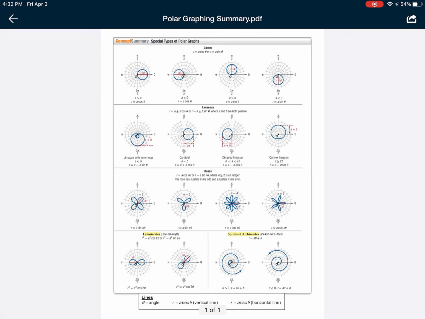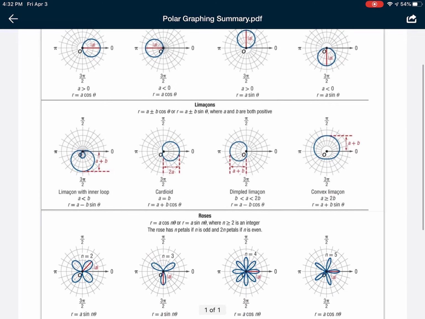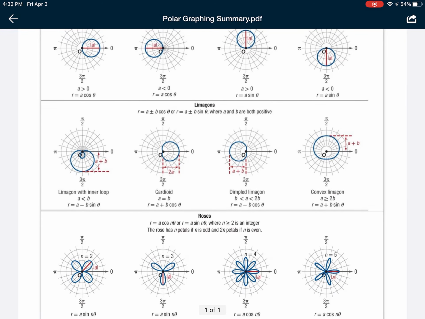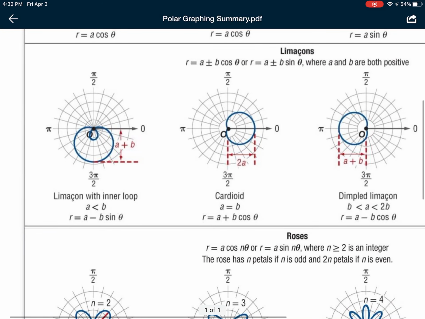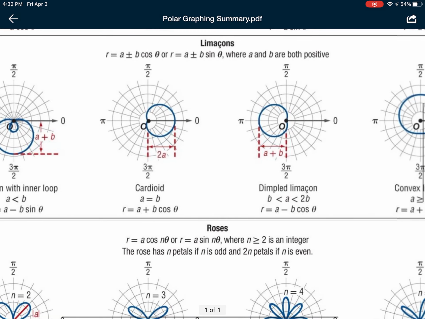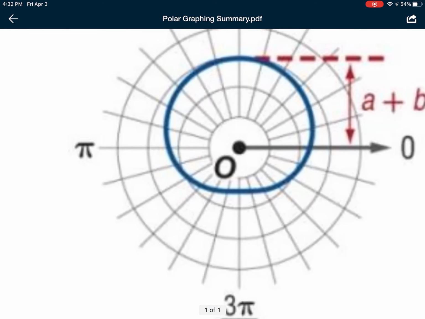If you open this up, this is everything you just learned in these last couple days, where here's a circle, and if it's cosine versus sine, and if that a value is positive versus negative. Limaçons, it talks about the difference between them. When do we have an inner loop? Oh, it has to do with the ratio of A to B. When do we have a cardioid? Oh yeah, that's when they're equal. When is it dimpled? When is it convex?